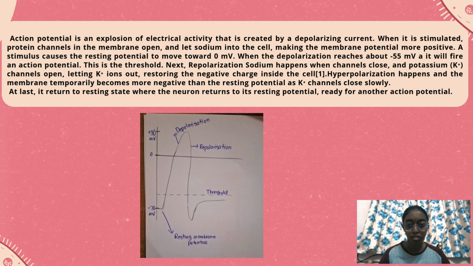This is the threshold. Next, repolarization happens when sodium channels are closed and potassium K+ channels are open, letting K+ ions out, restoring the negative charge inside the cell. Hyperpolarization happens when the membrane temporarily becomes more negative than the resting potential as the K+ channels close slowly. At last, the neuron returns to its resting potential, ready for another action potential.